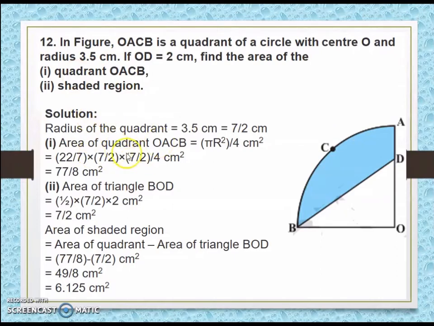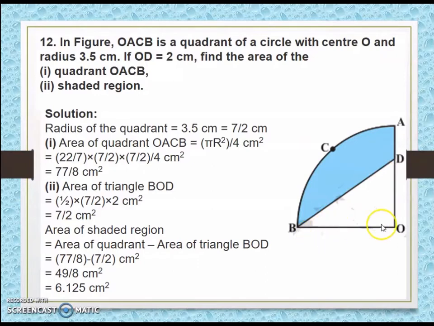You can convert it into fractions and do so, it will make the calculations easier. So that is coming as 77 by 8 centimeter square. That is the area of the entire quadrant. Now for the next part, where you have to find only the shaded region's area, you will do area of the quadrant minus area of this triangle.